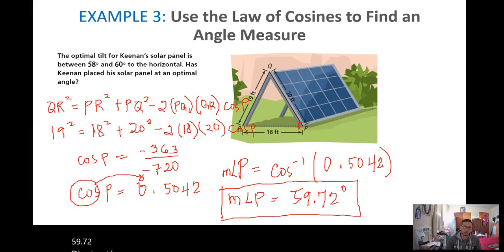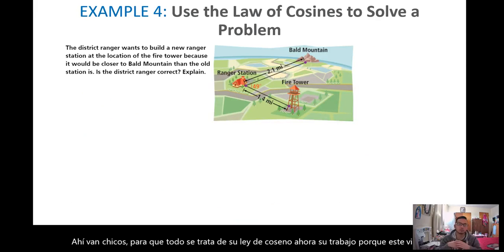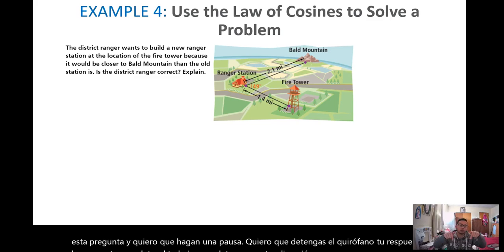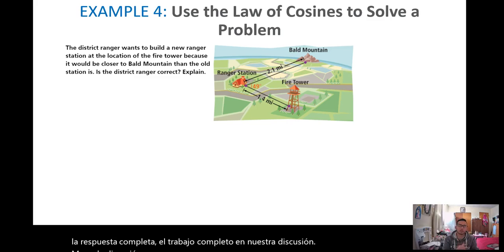Okay, there you go, guys. So that is all about your law of cosine. Now your work, because this video is a discussion video, I want you to pause this video and answer this question, and post your answer with complete work in our discussion board, and you just comment your answer in this discussion.